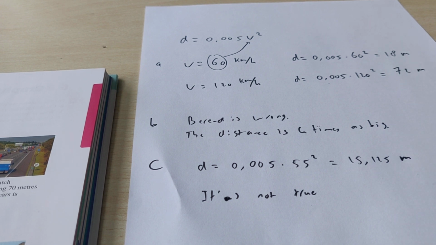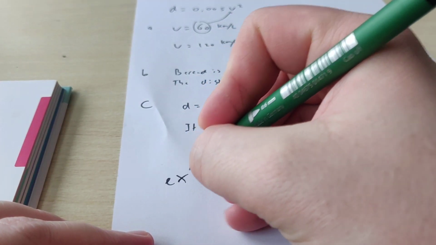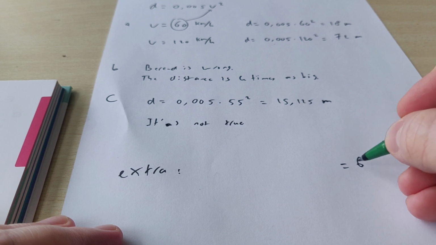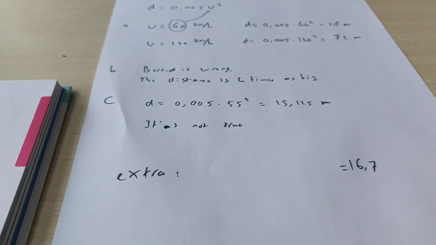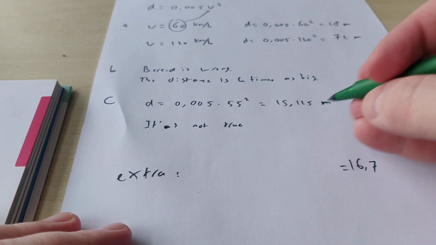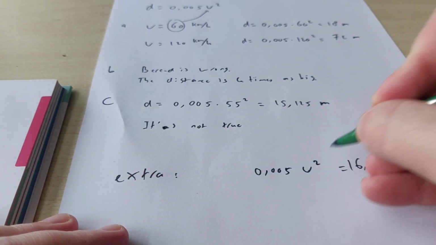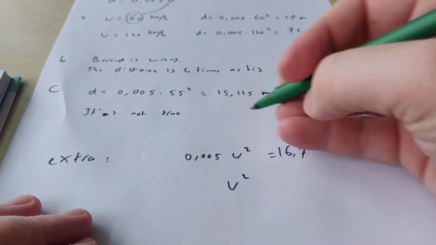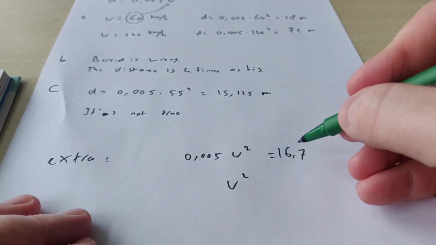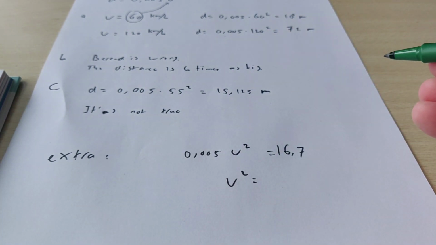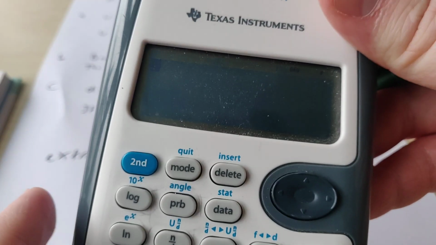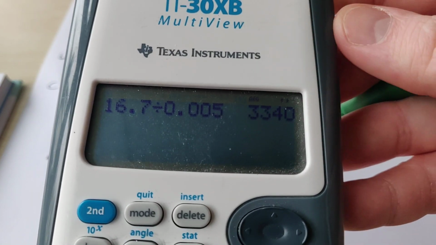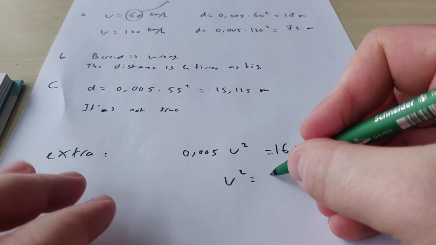If you actually want to know how fast she was driving, this is extra for students that want to learn something extra. So we know that the braking room that she had was 16.7. That's the space she needed to brake. Or maybe she was even driving faster than that. But now I want to know, what was the velocity? So what was this V, so that the outcome will be that? I'll tell you how you can solve this. You can first get rid of this 0.005 by dividing this number by 0.005. I'm going to do 16.7 divided by 0.005. And that is 3,340.